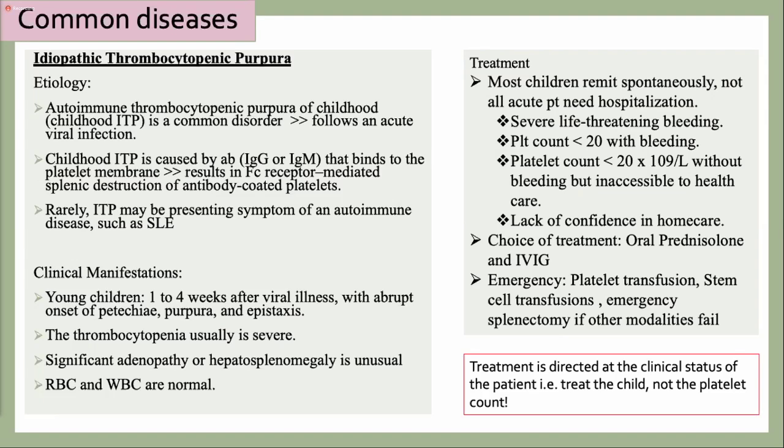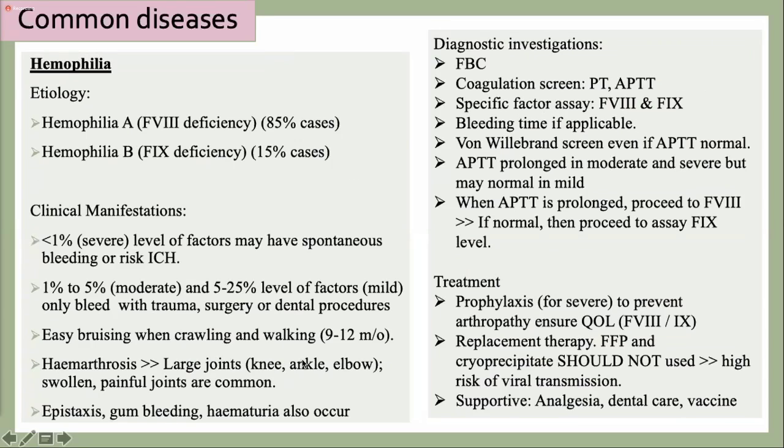Okay, proceed. All right, for the next slide. Okay, for hemophilia, hemophilia is actually an X-linked recessive genetic disorder. So it's divided into A and B. A is deficiency in factor 8. B is deficiency in factor 9. As you can see, the percentage of hemophilia A is more than hemophilia B.